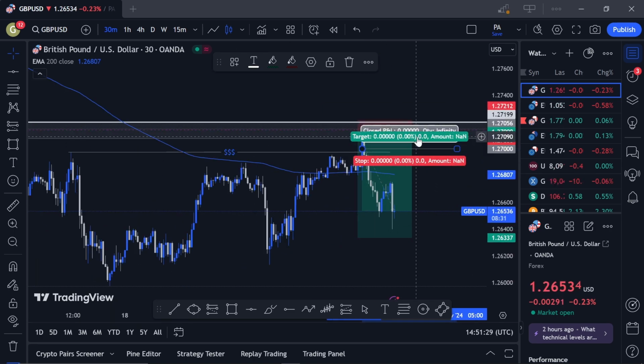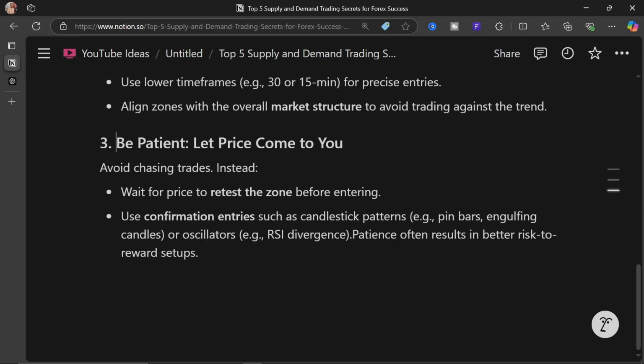You can see this is simple and straightforward. Number 3 is simply be patient and let the price come to you. Now this one, a lot of you identify good supply and demand levels, and then you can't wait for the market to actually come and mitigate the level itself before you take your trade. In that way, you end up taking trades that shouldn't be taken in the first place, and then you end up in loss, and you wonder why it doesn't work for you.